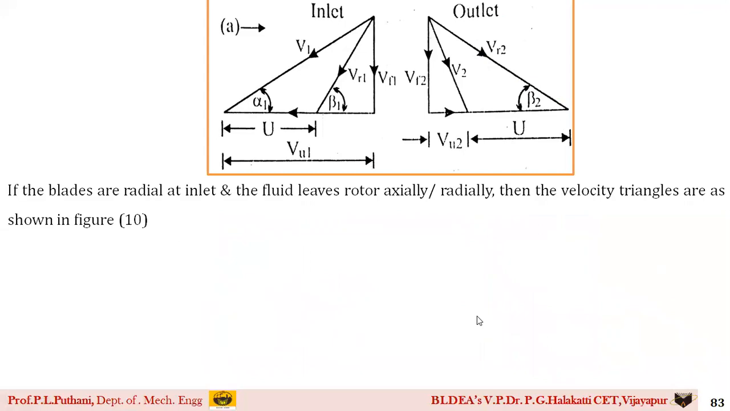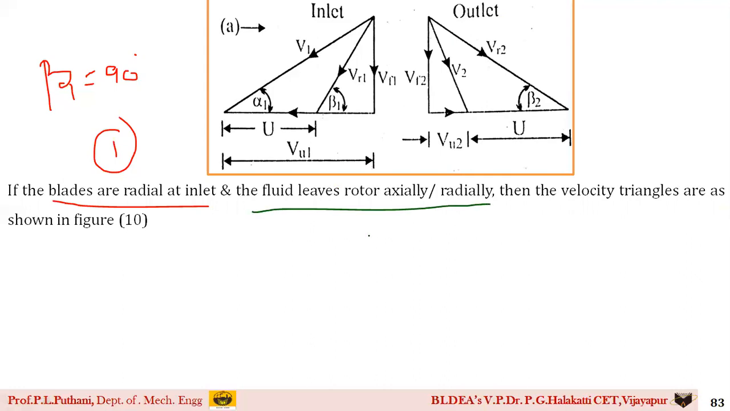If the blades are radial at inlet, please observe the first condition he has said. The blades are radial at inlet. Blades means beta 1 at inlet. Inlet radial means beta 1 is equal to 90 degrees. This is the first case. Second case, he says the fluid leaves the rotor axially or radially. With respect to the outlet velocity triangle, this means alpha 2 is equal to 90 degrees. With respect to this, you have to combine the velocity triangles now.